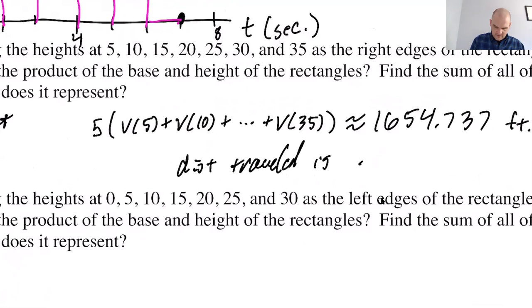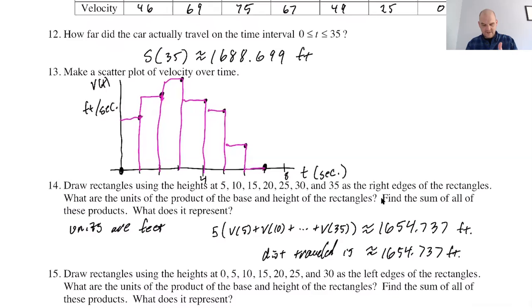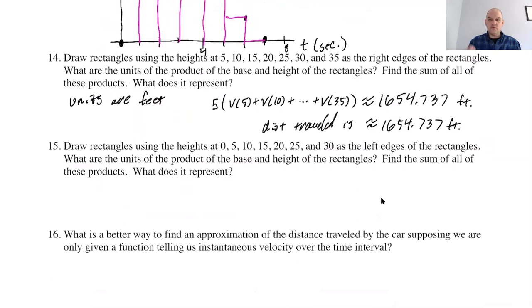is approximately 1654.737 feet. Now the actual value, which we could find, was 1688.699. But this is a pretty good estimate considering that we only went 5 apart, right? Usually we ultimately want our delta t, in this case, usually it's delta x, to go to 0. We want to use an infinite number of rectangles.